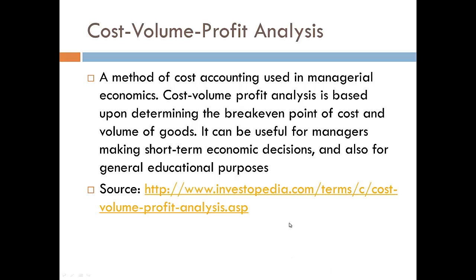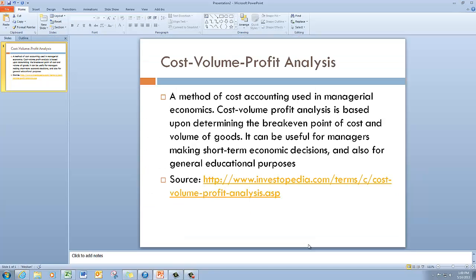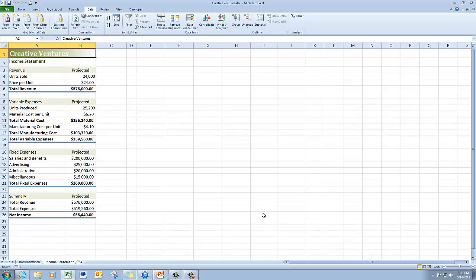So cost volume profit analysis looks at how, for example, increasing production would impact net income, or decreasing overhead expenses would impact net income. So all of these things, production, expenses, sales volume, etc., have an impact on the overall net income, and they kind of work together to do that. So the first tool that we're going to learn about in tutorial 10 is GoalSeek.